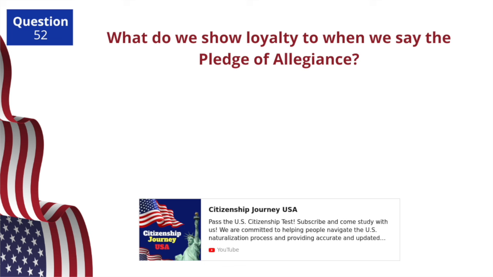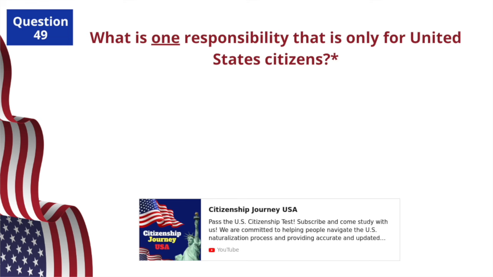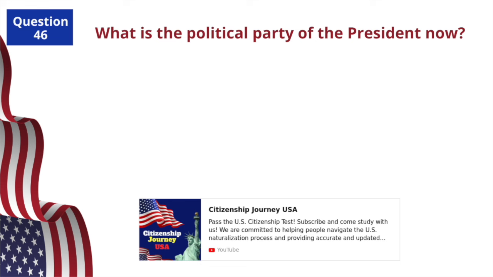What do we show loyalty to when we say the Pledge of Allegiance? The United States. What is one responsibility that is only for United States citizens? Serve on a jury. What is the political party of the president now? Democratic Party.